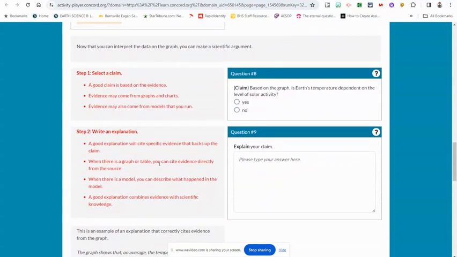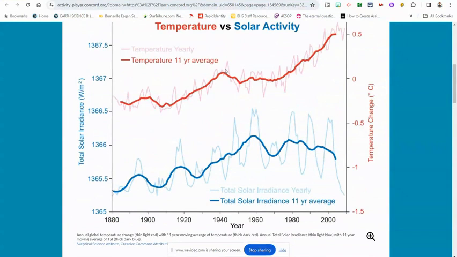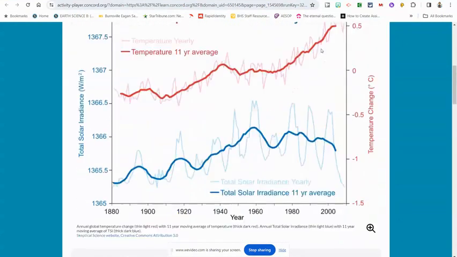Now it has you interpret data from the graph to make a scientific argument. It says, based on the graph, is Earth's temperature dependent on the level of solar activity? Yes or no? Do you think the temperature is dependent on solar activity? So I want you to take a look here where it appears that the temperature was following the solar activity. But then what happened here? Solar activity began to decrease in about the year, I don't know, 1950-ish, 1960. But what happened to temperature? Got it?